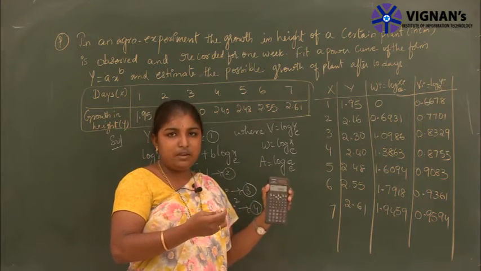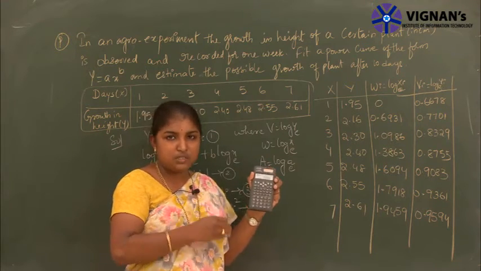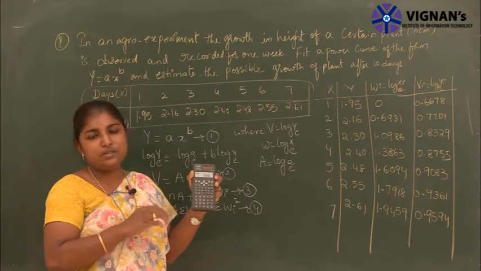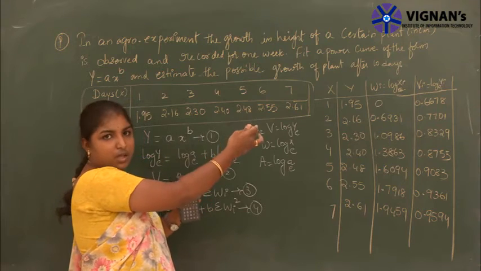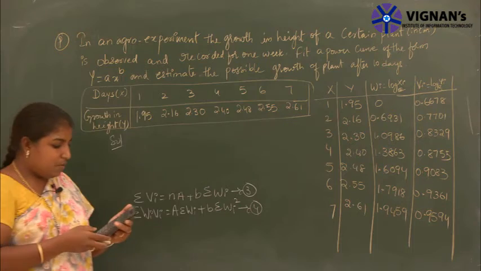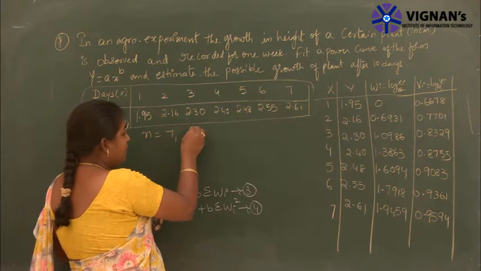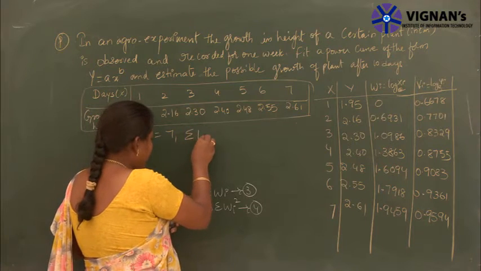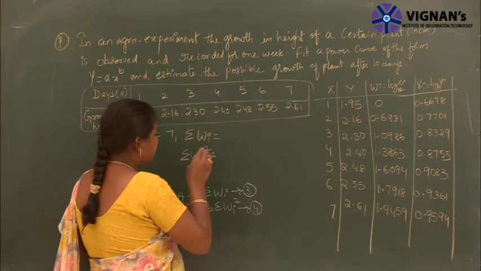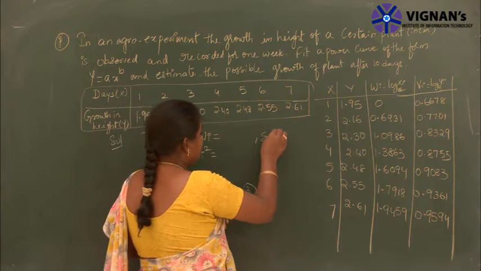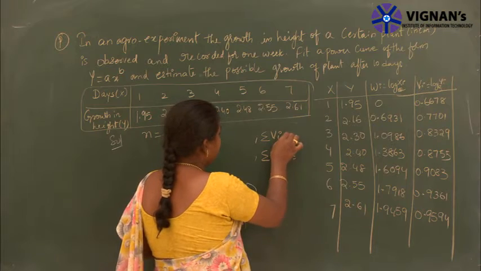After giving all the values, press shift 1. We have summation x square, summation x, summation y, summation xy, all values we get easily. Here, in place of summation x, we are taking summation wi. Now I am writing the values here. n is equal to 7. Summation wi, summation wi square, and next we want summation vi and summation wi into vi.